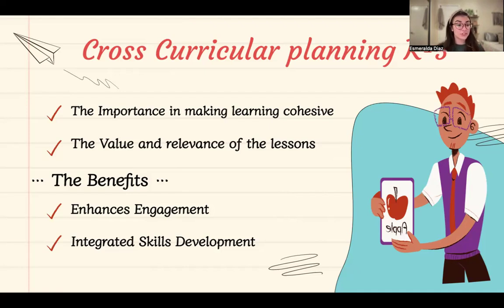Secondly, is the value. So, using literature to support learning in subjects like math, science, or social studies helps young students see the relevance of what they are learning. For example, a story about animals can be used to introduce basic concepts in science, such as habitats and characteristics, while also integrating literacy skills like vocabulary and comprehension.